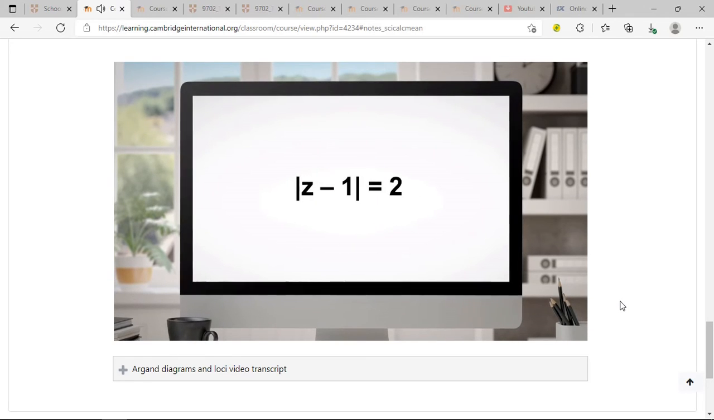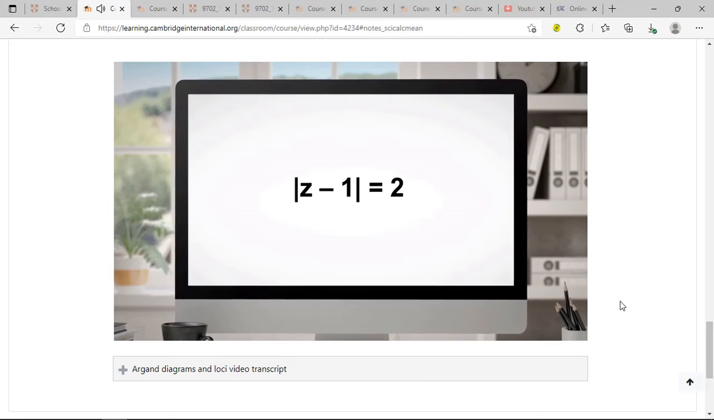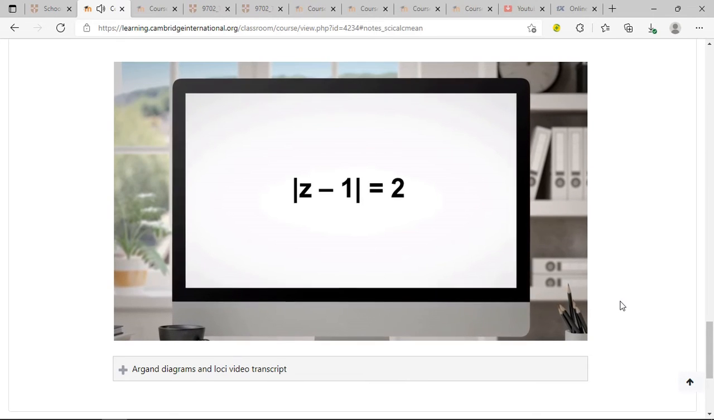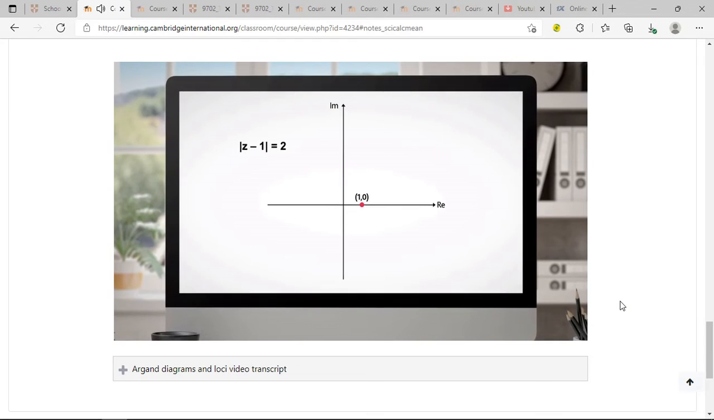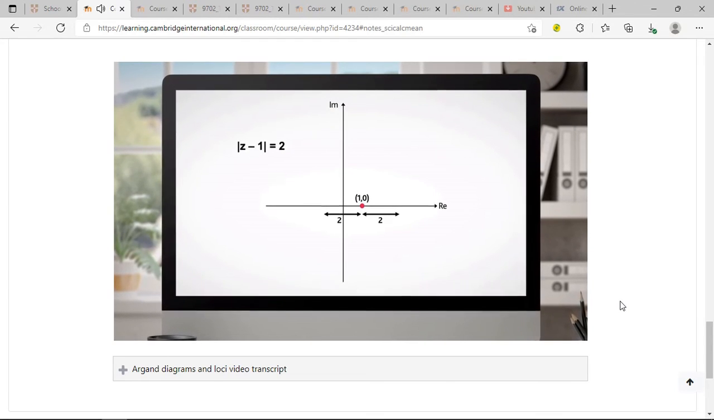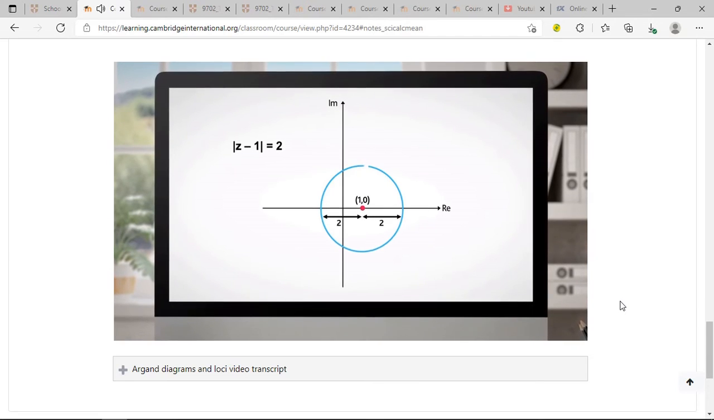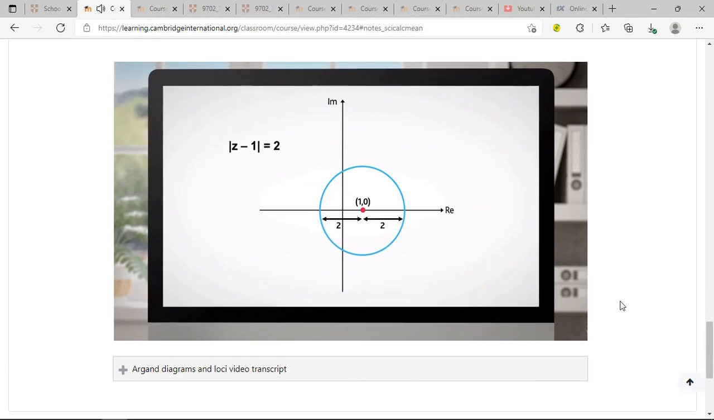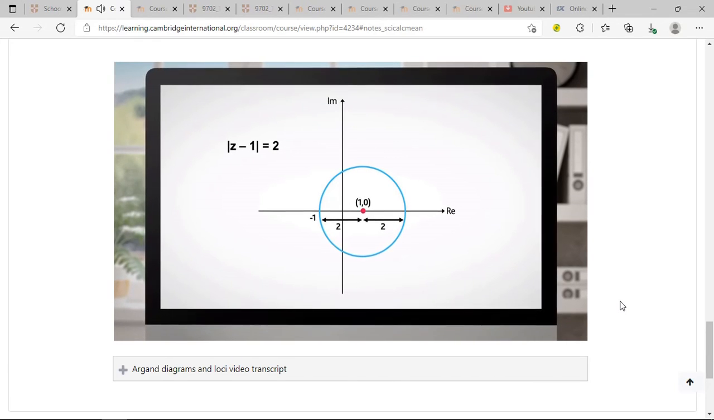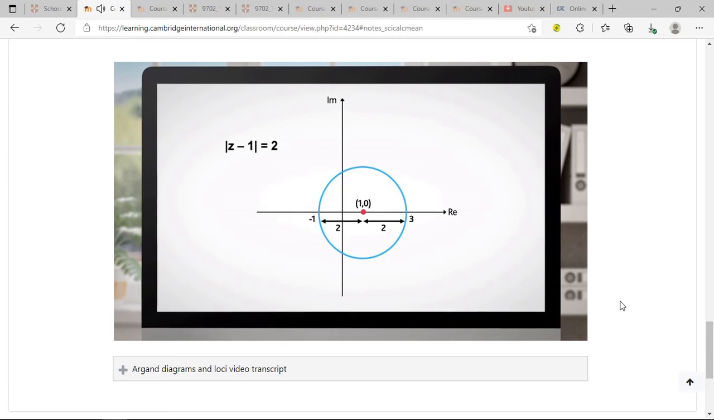You'll extend the idea of the locus as a circle by considering this equation. This tells you that the distance between z and 1 must be equal to 2. 1 is the point (1, 0) on the real axis. The distance is always 2, so your circle has a radius of 2. This time, the circle is centered on (1, 0), not the origin. You will know that this will intersect the real axis at -1 and 3, because these two points are both 2 units away from (1, 0).